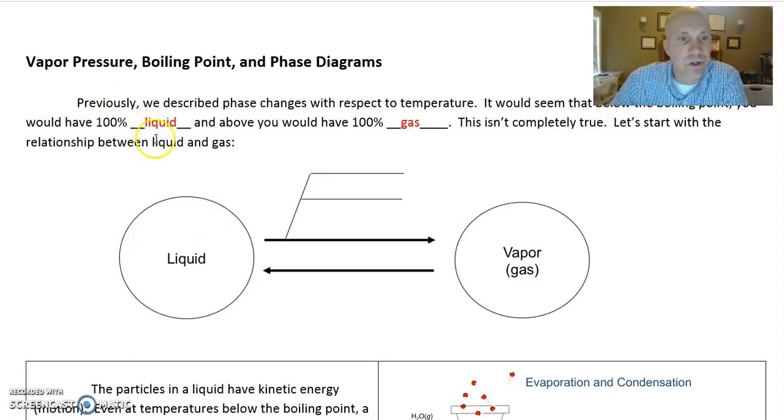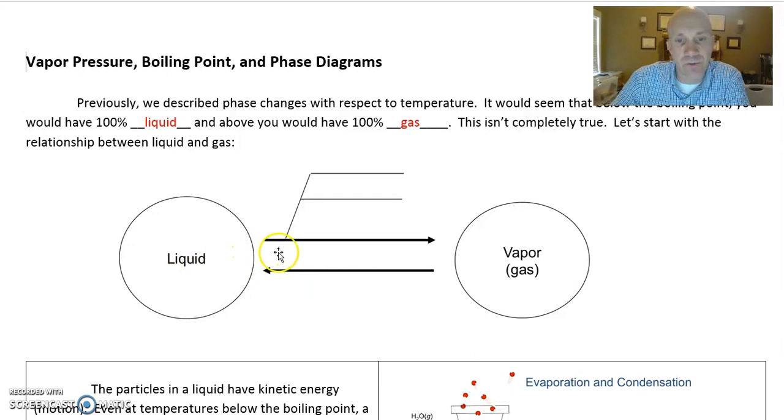So in this section, we want to talk a little bit more about the transition between a liquid and gas. In the past, we've probably assumed that if you're below the boiling point of a liquid, you would have 100% liquid, and that if you're above the boiling point of a liquid, you'd have 100% gas. This isn't completely true.